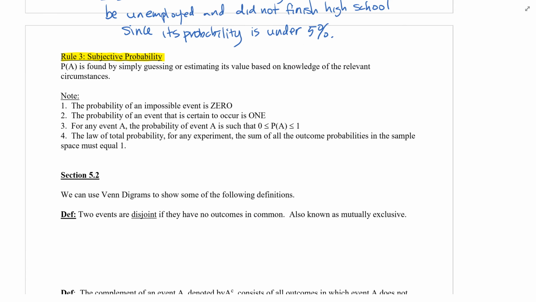Rule number 3 is subjective probability. So the probability of event A is found by simply guessing or estimating its value based on knowledge of the relevant circumstances. Let's write a note on probability here. This is a general note. The probability of an impossible event is 0. We say something is impossible. The probability of an event that is certain to occur is 1. For any event, probability is always between 0 and 1 inclusive. And the law of total probability: for any experiment, when you sum up all the probabilities in the sample space, it is always equal to 1.